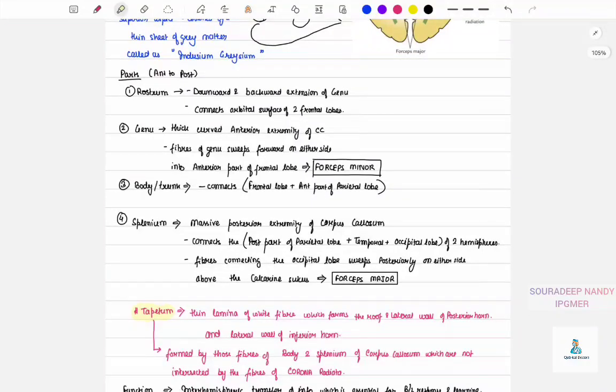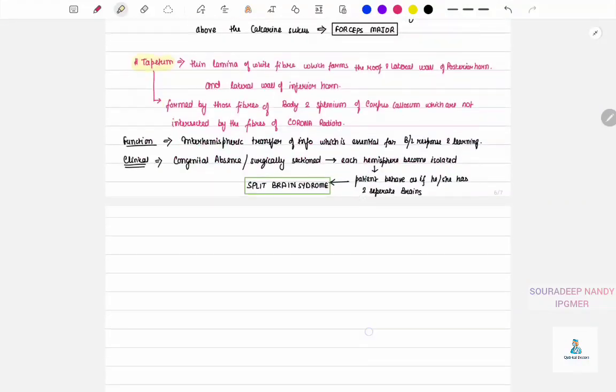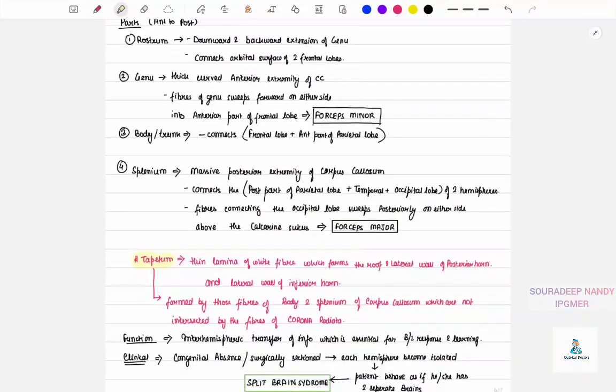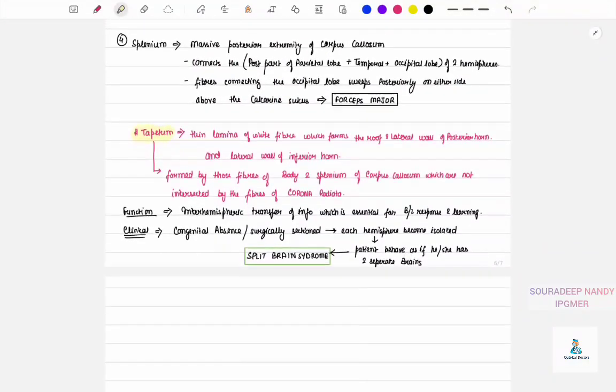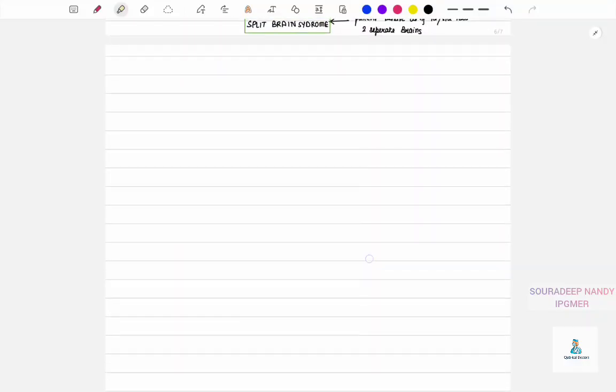Now here are the respective parts of the corpus callosum, written from anterior to posterior. The parts are rostrum, genu, body, and splenium. Here I have written everything which you need to write during your exam. In order to understand the writing, I will just draw a diagram. From that diagram you will understand everything. So let us pay attention to the diagram.